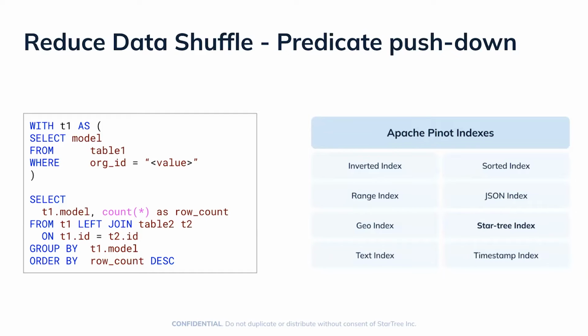In this case, the inverted index is going to be used to look up only the subset of the rows within table 1, and those results are going to be shipped over to table 2 before the join. So most of these optimizations are going to be automatically faster compared to just doing a native join.